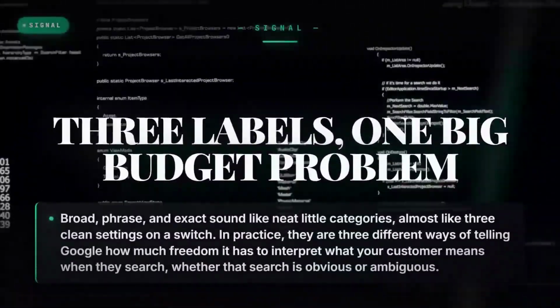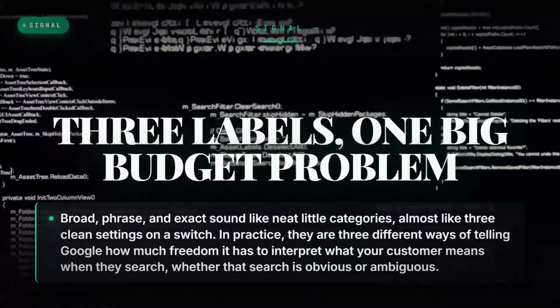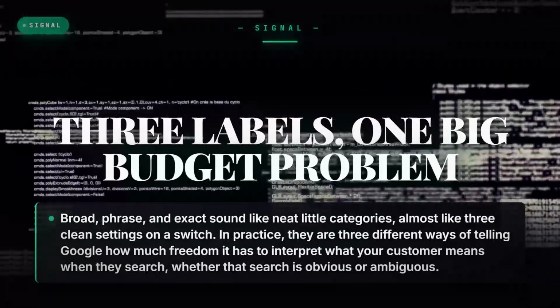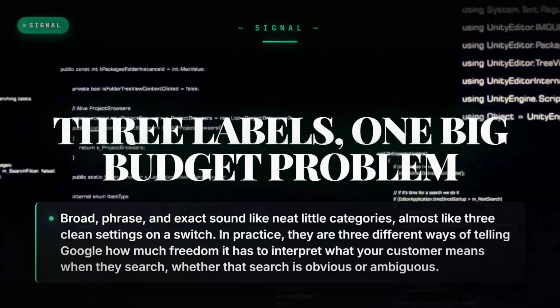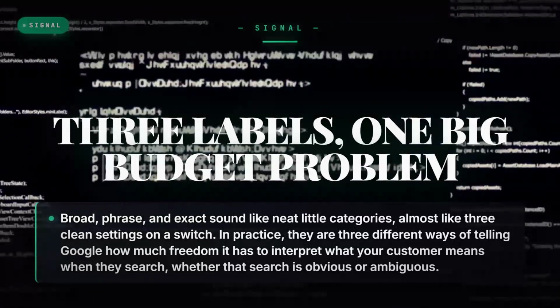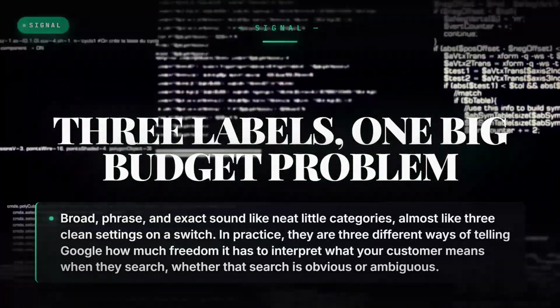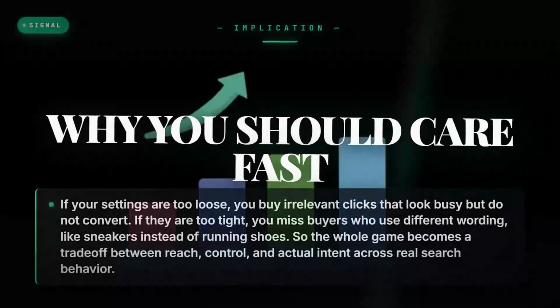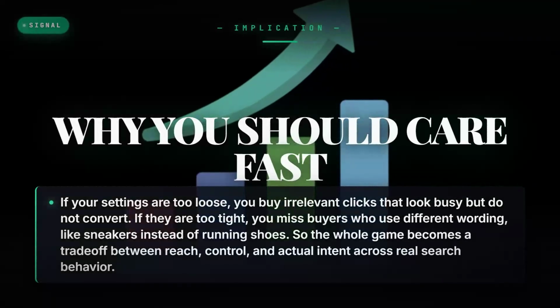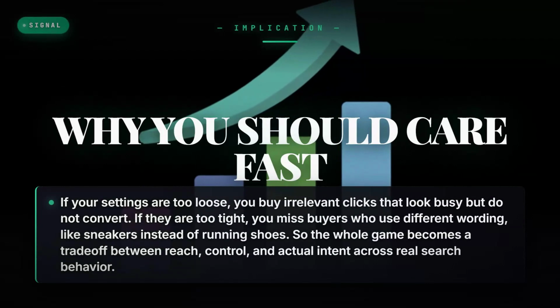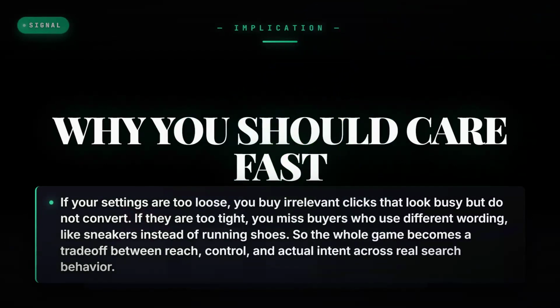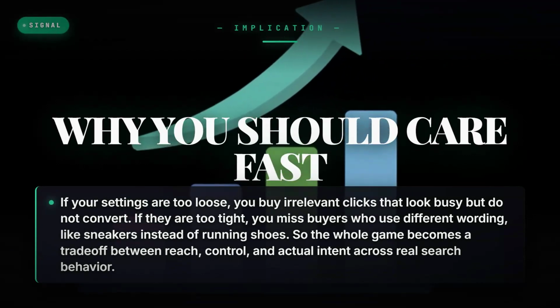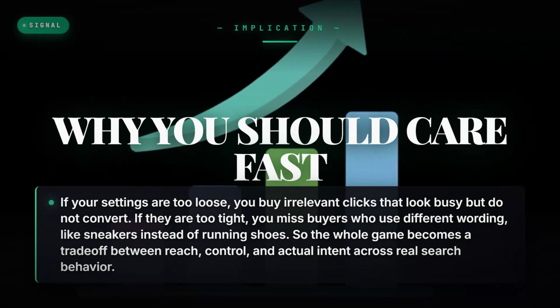Broad, phrase, and exact sound like neat little categories, almost like 3 clean settings on a switch. In practice, they are 3 different ways of telling Google how much freedom it has to interpret what your customer means when they search, whether that search is obvious or ambiguous. If your settings are too loose, you buy irrelevant clicks that look busy but do not convert. If they are too tight, you miss buyers who use different wording, like sneakers instead of running shoes. So the whole game becomes a trade-off between reach, control, and actual intent across real search behavior.